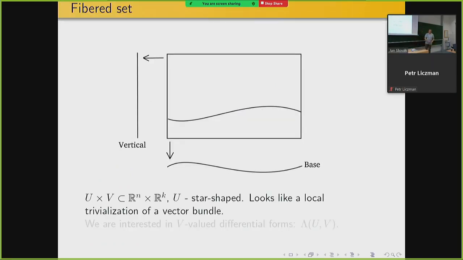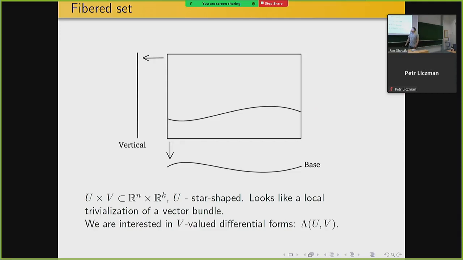It was the topic of many talks today and yesterday. So the setup is as follows: we have some bigger space, and we have some smaller space, and we have a projection. We also have this vertical direction. So in local sense, we have a set U times V, and it's contained in the Euclidean space. And we assume that the base of the set is star-shaped because we want to use the Poincaré lemma.